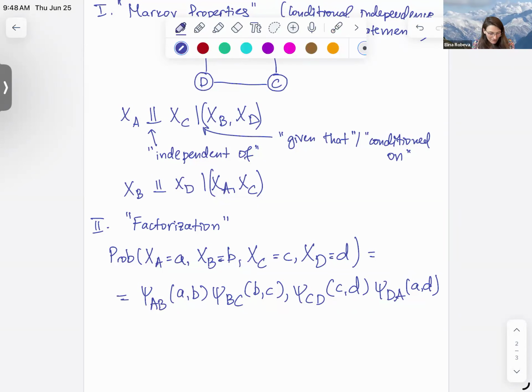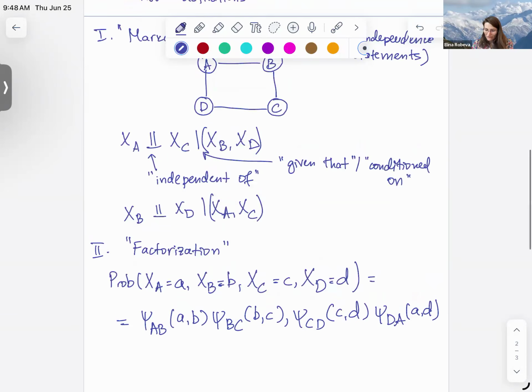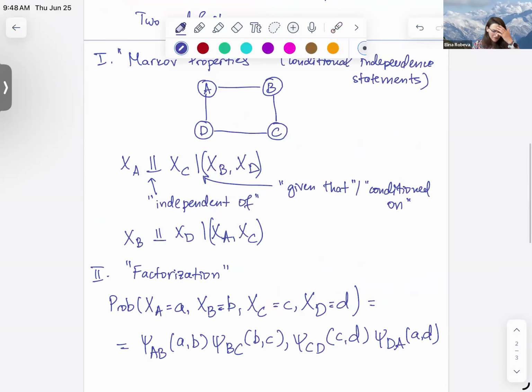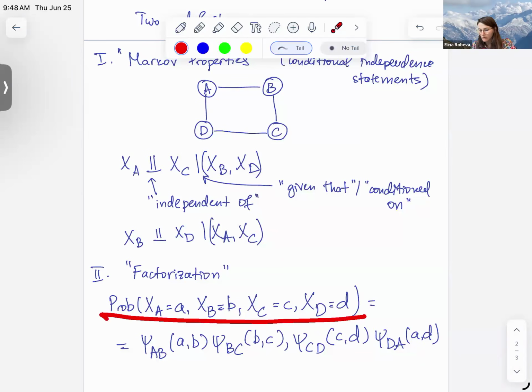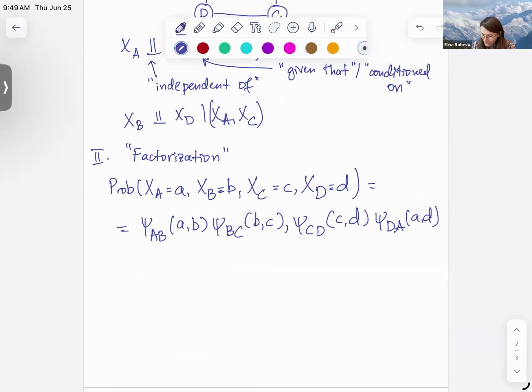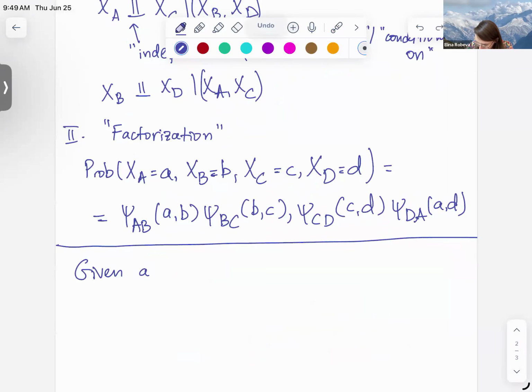Okay, and so it turns out that these two definitions, 1 and 2, are actually equivalent, assuming that this probability is always positive for all values A, B, C. So let me just define this a little bit more generally. So given an undirected graph, I'll just say a graph because for now, G = (V, E). So V are the vertices.